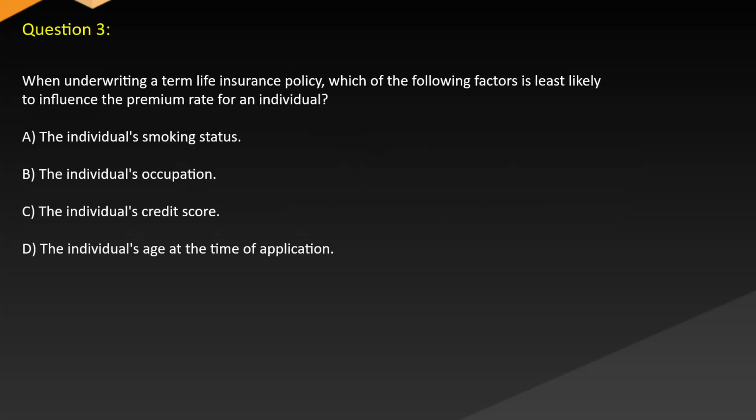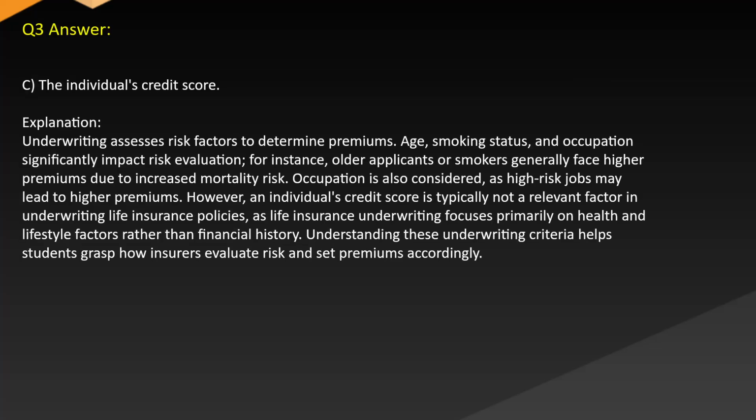Question 3. When underwriting a term life insurance policy, which of the following factors is least likely to influence the premium rate for an individual? A. The individual's smoking status. B. The individual's occupation. C. The individual's credit score. D. The individual's age at the time of application. Answer: C. The individual's credit score.